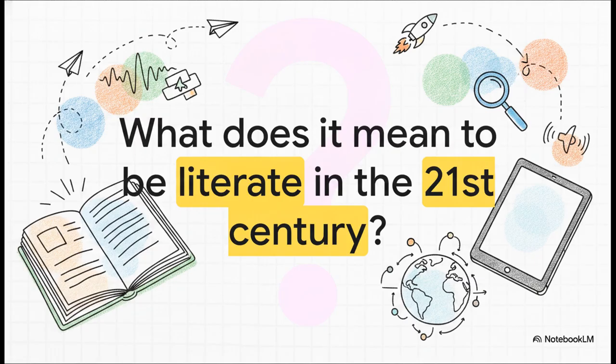But to understand the foundation of that blueprint, we have to ask ourselves a pretty big question. What does it actually mean to be literate in the 21st century? Because this was the central problem the Council of Chief State School Officers and the National Governors Association set out to solve. Literacy today isn't just about reading a book in a quiet room anymore. It's about navigating a staggering amount of digital and print information in a highly competitive global society.